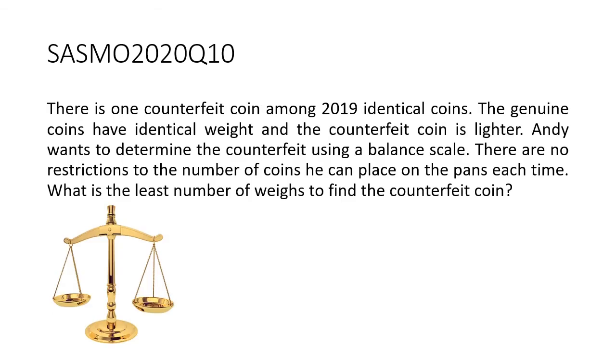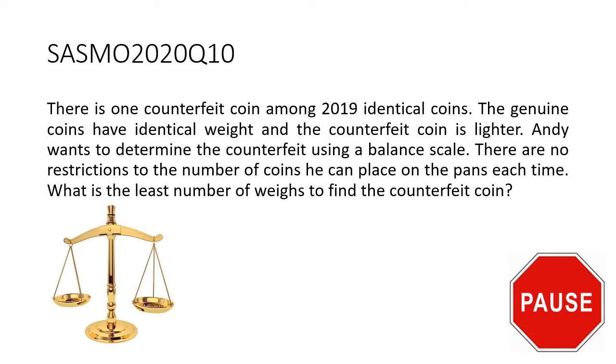Question number 10. There is one counterfeit coin among 2019 identical coins. The genuine coins have identical weight and the counterfeit coin is lighter. Andy wants to determine the counterfeit using a balance scale. There are no restrictions to the number of coins he can place on the pans each time. What is the least number of weighings to find the counterfeit coin? Pause the video here and give this question a good try.